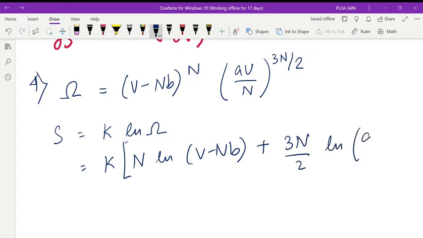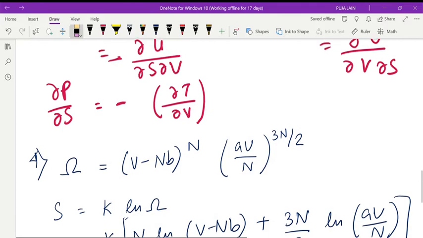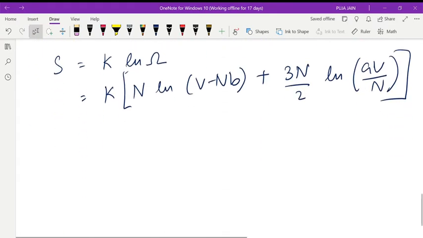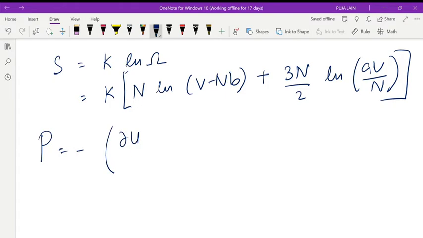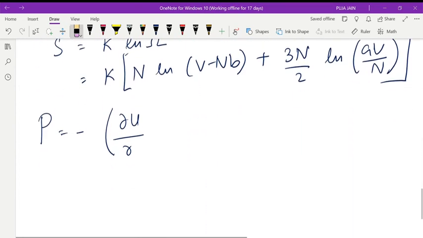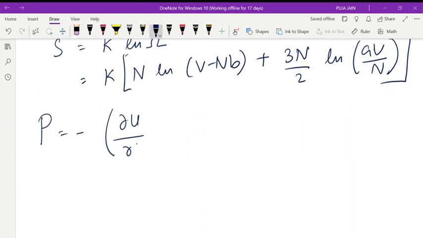Now just before only I have said that P is equal to what? Minus del U del V, and T is equal to what? Del U del S. Now we got P is equal to what? Minus del U del, let me see again, del U del S, it was, no, del U del V. Okay, P is equal to minus del U del V, at constant S and N.